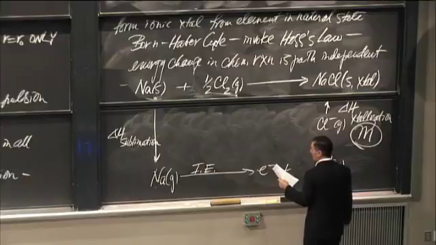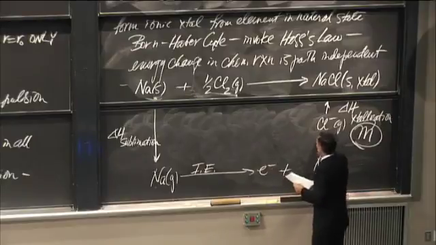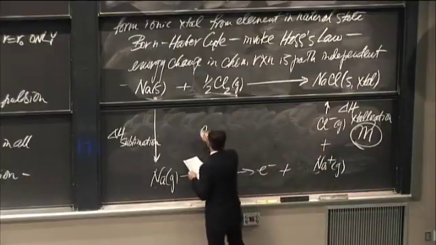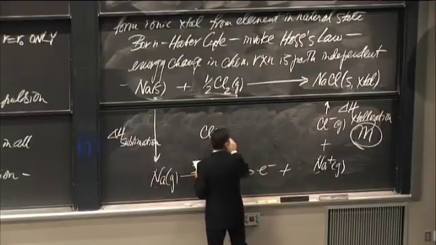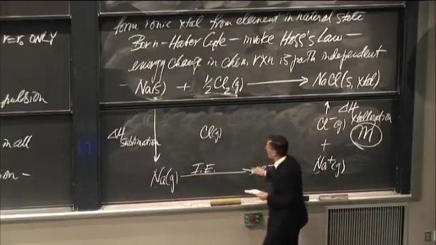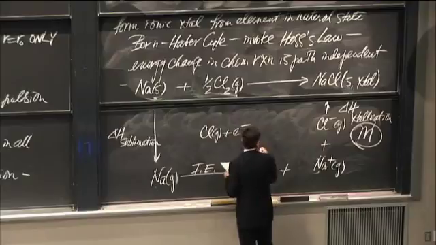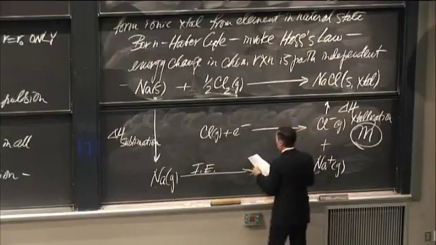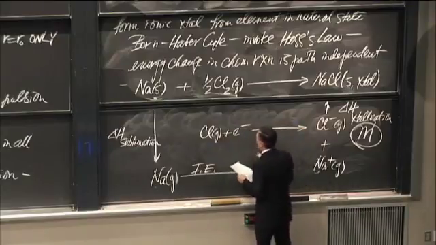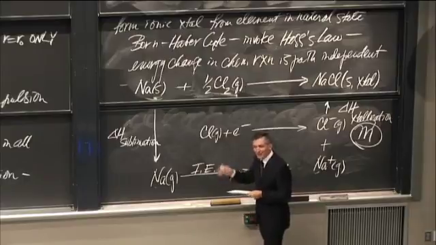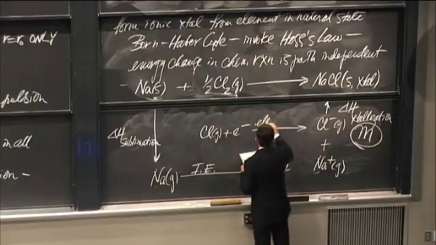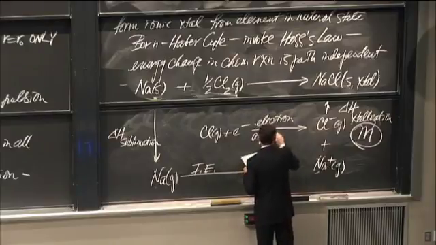I'll show you how to get that in a second. And now how do I get chloride gas? Well, chloride gas is going to start with atomic chlorine gas, but instead of losing an electron, I've got to acquire an electron. And this action of adding an electron is sort of an inverse ionization, and this is called electron affinity. There are tables of electron affinity.